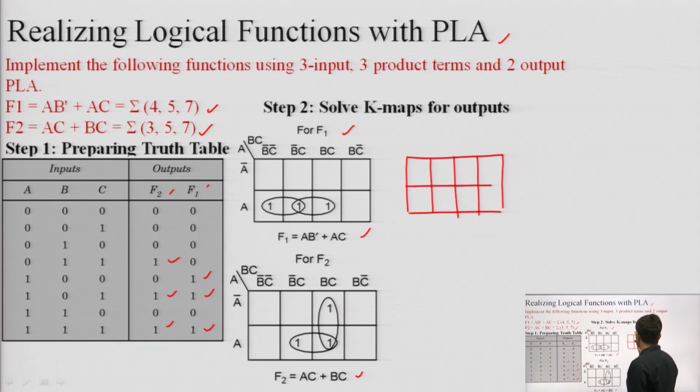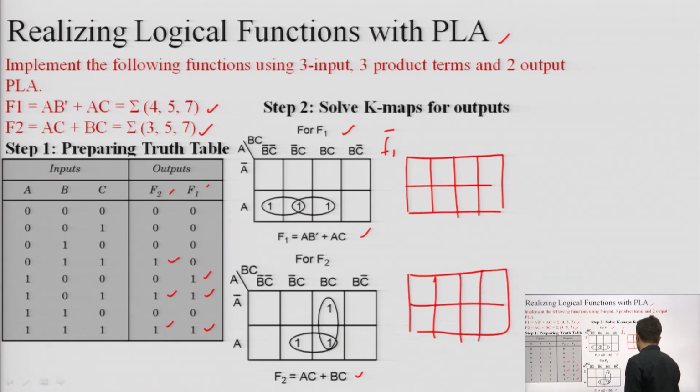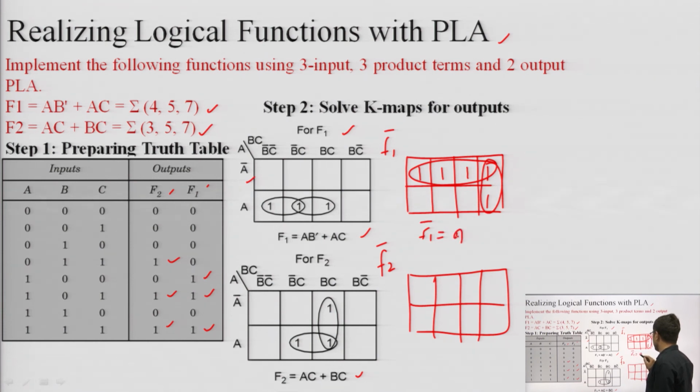So I am solving for F1 bar. Similarly, I will be solving for F2 bar as well. Then F1 bar will have 1s here, which will result in this. So the output will be equivalent to A bar plus BC bar. So F1 complement will be equal to A bar plus BC complement.